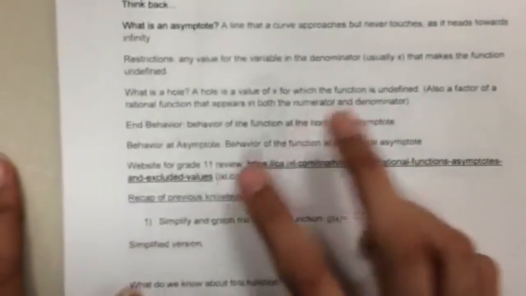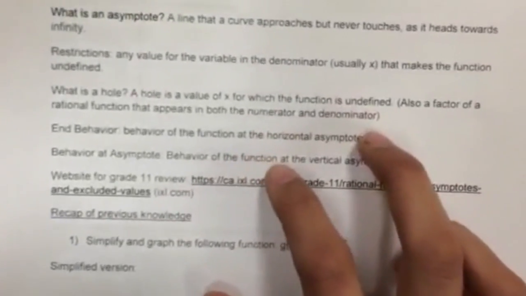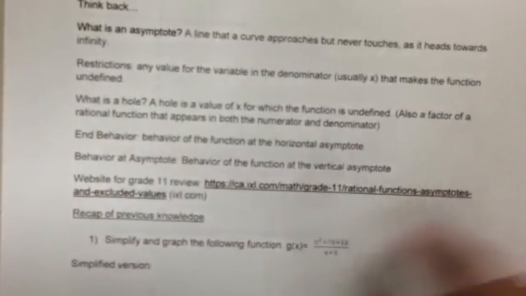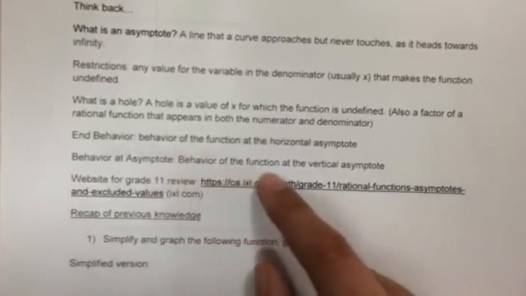These two are new things that we are going to go into depth on today. End behavior is the behavior of the function at the horizontal asymptote. Behavior at asymptote is the behavior of the function at the vertical asymptote.